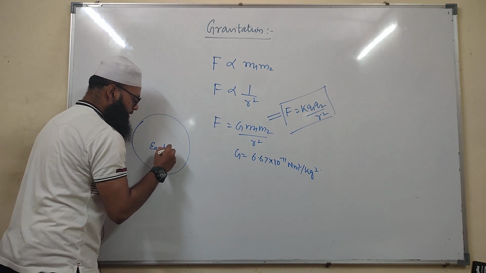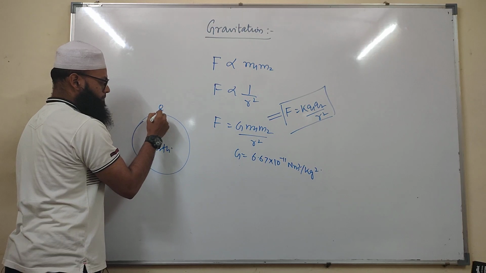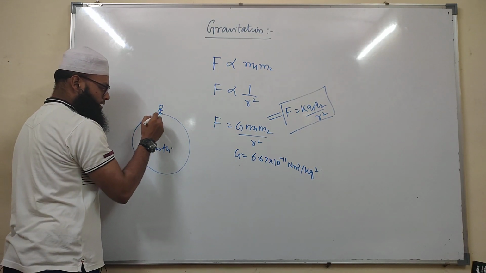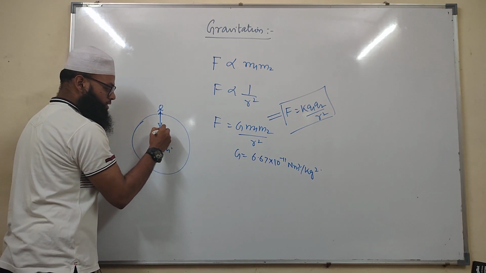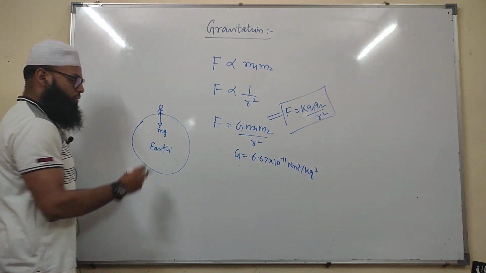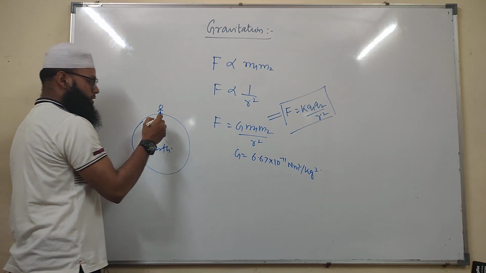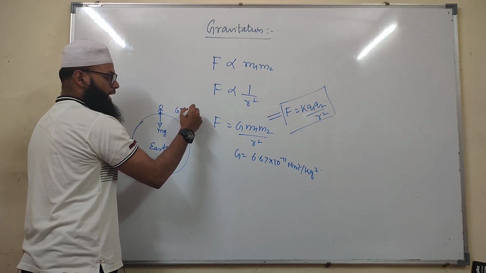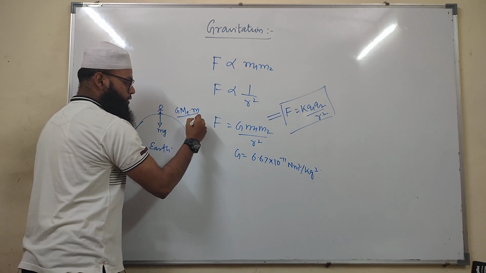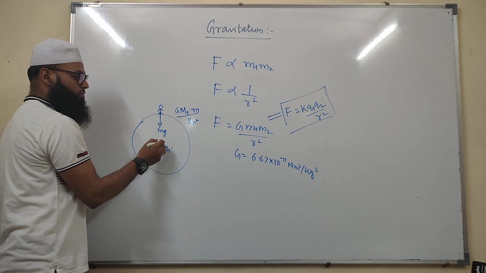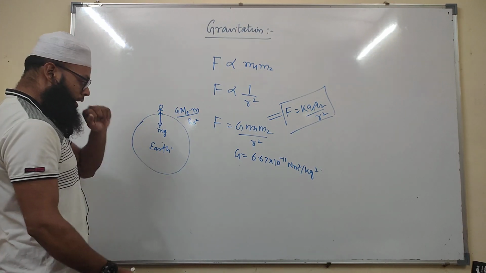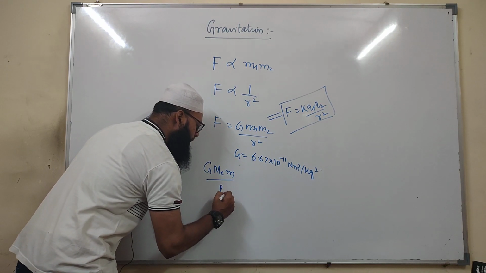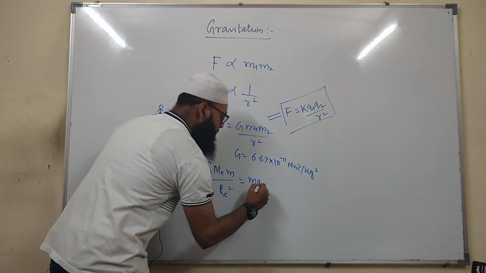There is a mass or a body or a person on the surface of the earth. What force does the earth exert on this person? It is mg, and according to Newton's gravitational law, this force is equal to G times mass of the earth and mass of the person upon re square. Why? Because re is the distance between the center of the earth and this person. So G Me into m upon re square should be equal to mg, isn't it?